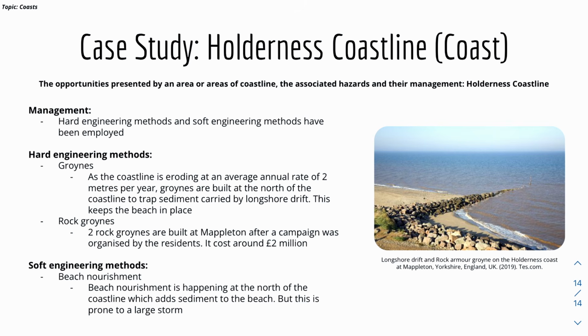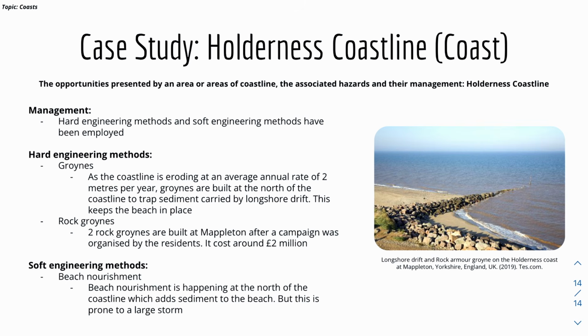Two rock groins were built at Mapleton after a campaign was organized by the residents, and it cost them around £2 million to protect the coastline, which arguably is justified because this basically protects the coastline and prevents the loss of valuable personal property. And here's just a photo of the rock armor groin in the Holderness coast at Mapleton.